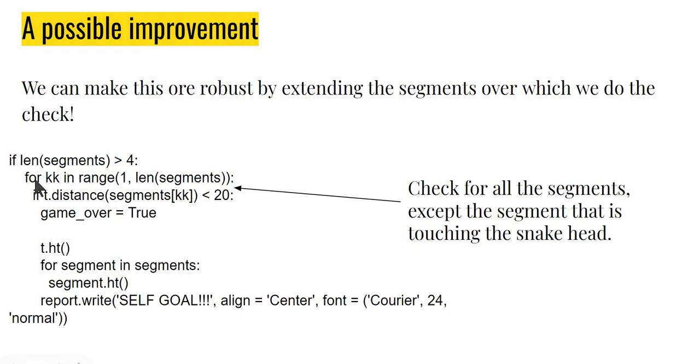So when I'm doing for KK in range 1 to length of segments, I'm really checking item 1, 2, 3, 4, up to the same as item -1. However, I'm not checking segment 0, because segment 0, as we saw just now, is always in contact with the head. So we can't be doing this for segment 0. If for any of these we find that the head is coming too close to it, I can declare that the game has to get over, because it means that not just the end of the tail, but the snake is actually touching the tail somewhere. This will be a pretty interesting improvement.